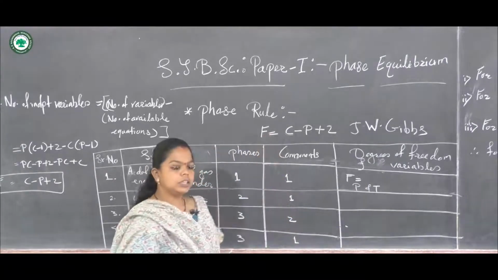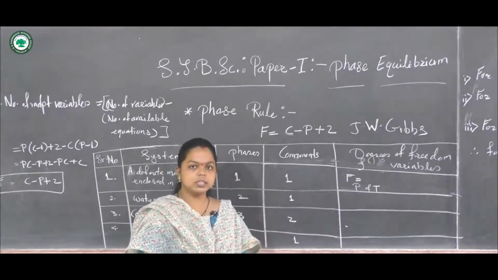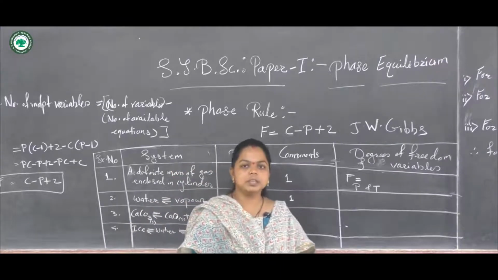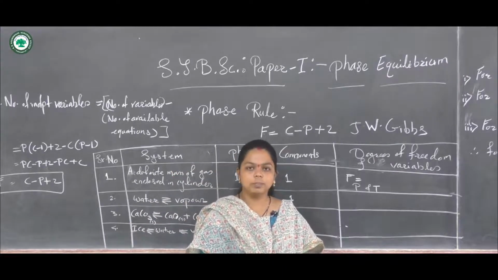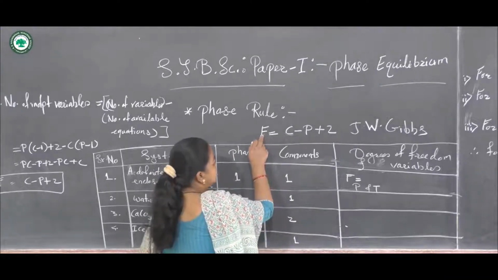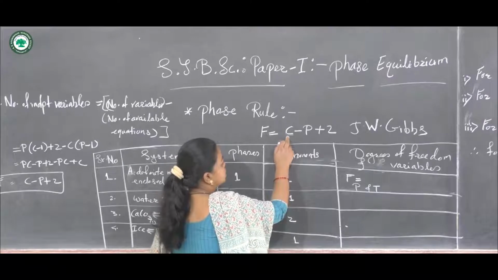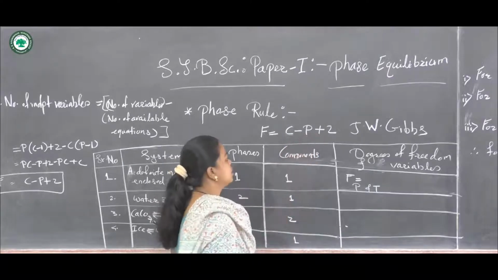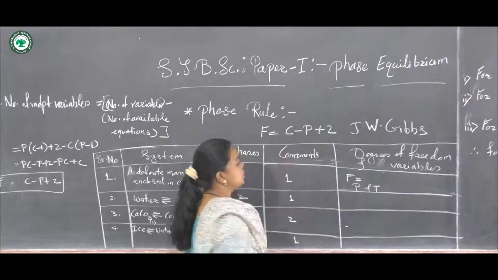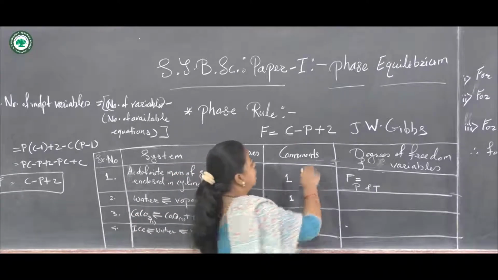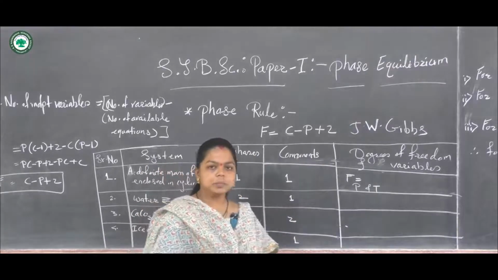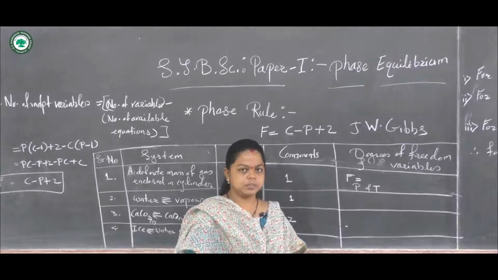F is nothing but the degrees of freedom. We have studied it already. This degree of freedom can be calculated depending upon the number of components and the number of phases. Here the degrees of freedom F equals C minus P plus 2. Here C is the number of components present in the system and P is the number of different phases, or possible phases, in the system.